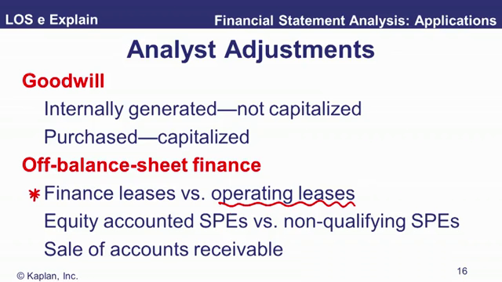Equity accounted special purpose entities versus non-qualifying SPEs. Well, look, I think this is really a hangover from some time ago. Shouldn't be an issue now for IFRS and US GAAP. Special purpose entities, in the past under US GAAP, if you were not the majority shareholder, you could avoid consolidation. You could equity account. Now, equity accounting we don't really talk about properly until we hit the level 2 syllabus. But equity accounting means we bring in our share of the associates' net assets into one line in our balance sheet.